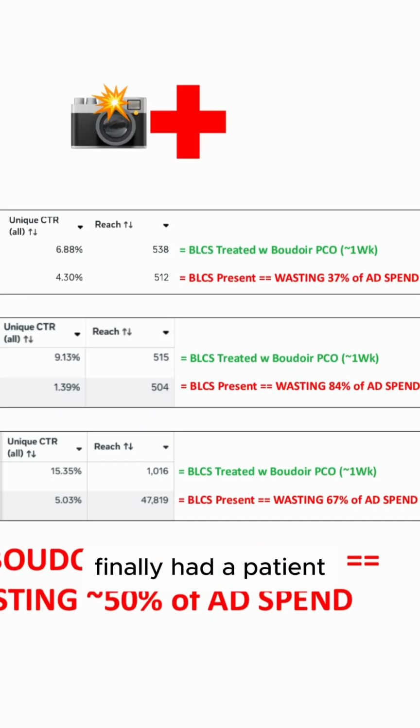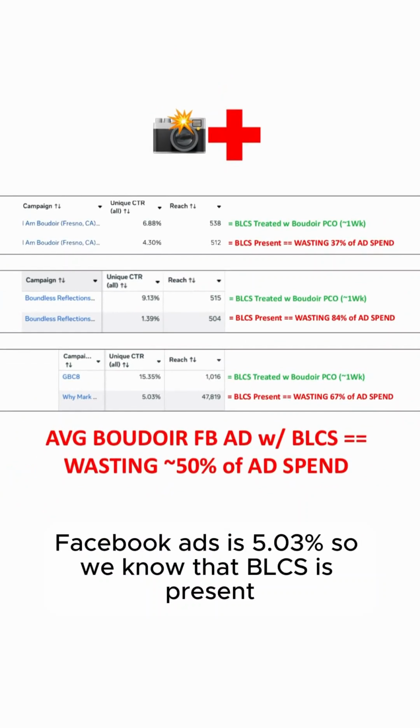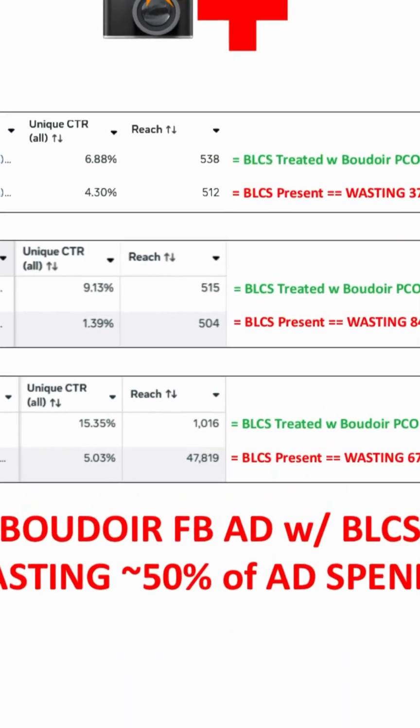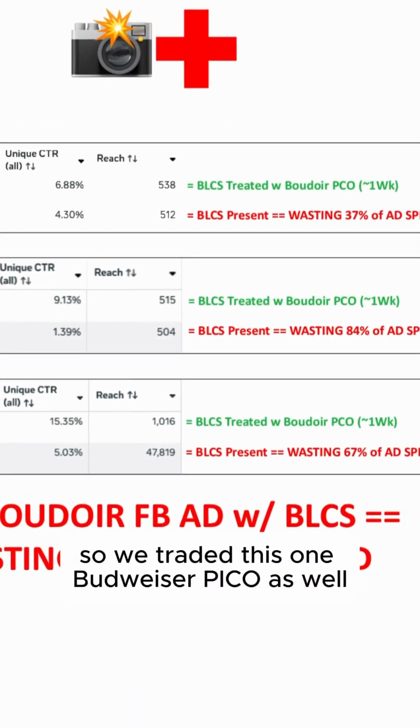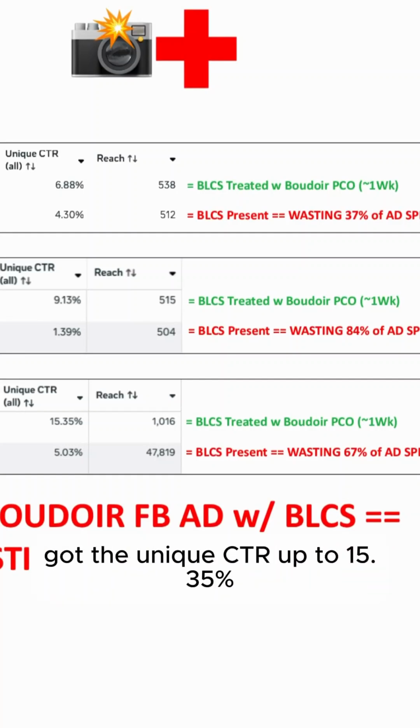Finally, I had a patient who says the unique CTR of his Boudoir Facebook ads is 5.03%. So we know that BLCS is present. When unique CTR is under 6%, that's Boudoir low click syndrome. So we treated this one with Boudoir PICO as well. Did really good with this. Took about a week. Got the unique CTR up to 15.35%.